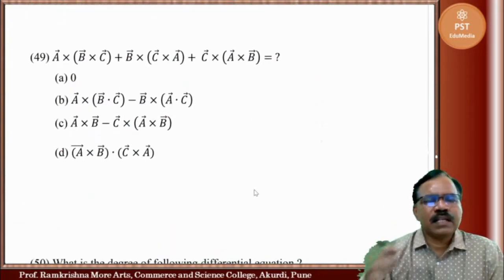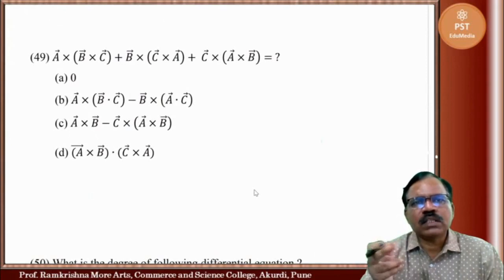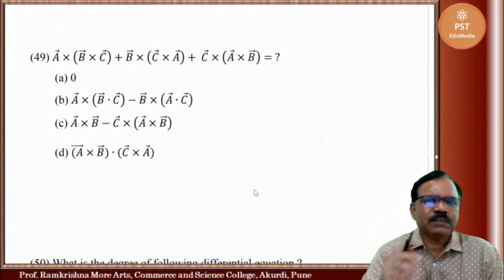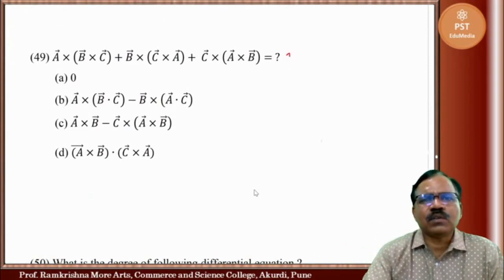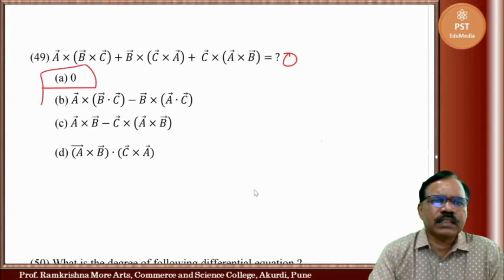Now next one, a cross b cross c plus b cross c cross a plus c cross a cross b. Now this is a famous identity. This comes out to be 0. You can easily prove this. So here this first one is correct.